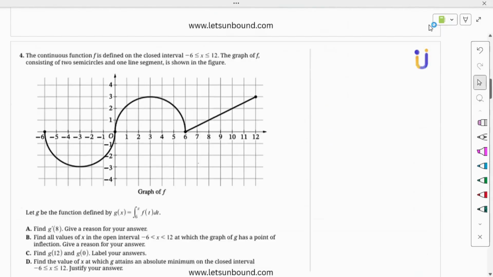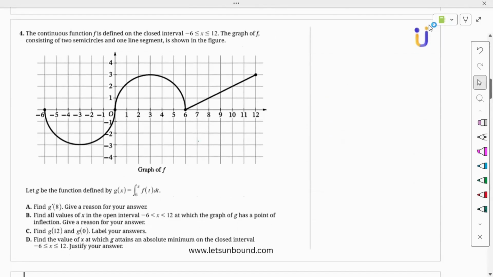No calculator. Okay, it's a graphical analysis and accumulated function question. So this is also a repetitive pattern of question that we can find in AP Calculus AB.